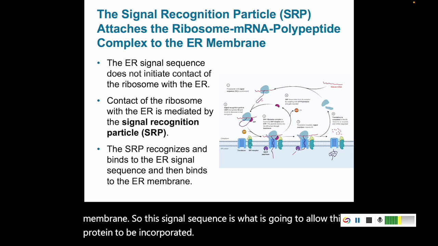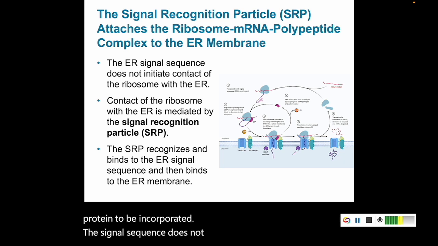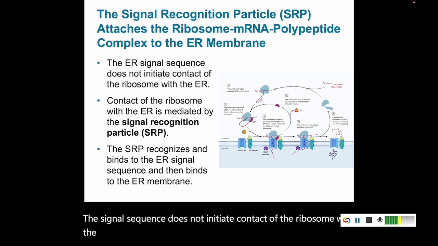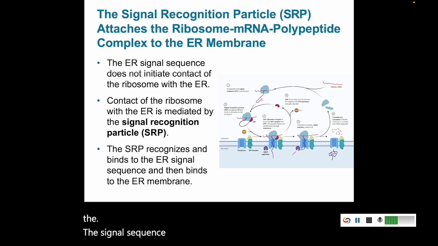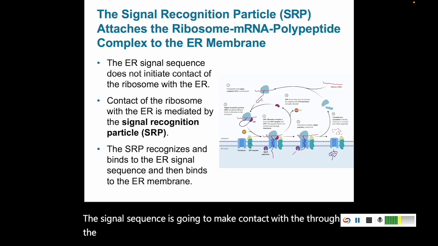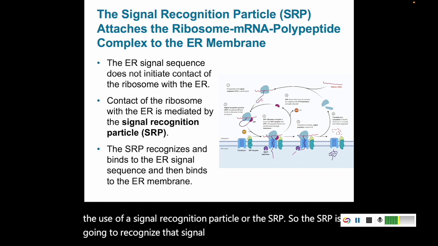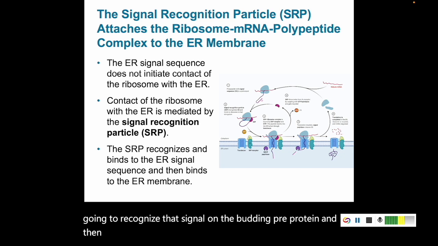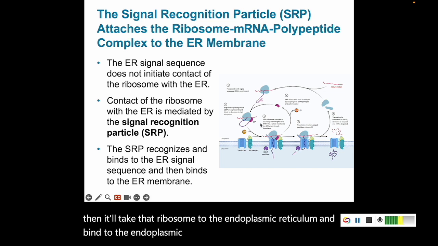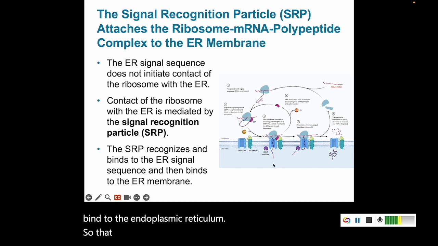The ER signal sequence does not initiate contact of the ribosome with the ER. The signal sequence is going to make contact with the ER through the use of a signal recognition particle, or the SRP. So the SRP is going to recognize that signal on the budding pre-protein, and then it'll take that ribosome to the endoplasmic reticulum and bind to the endoplasmic reticulum so that then it can incorporate the protein into the lumen of the ER.